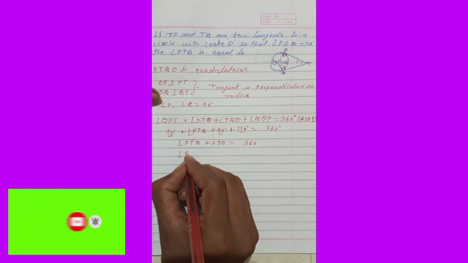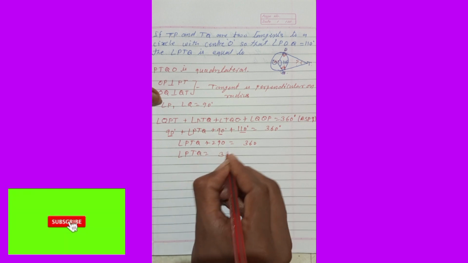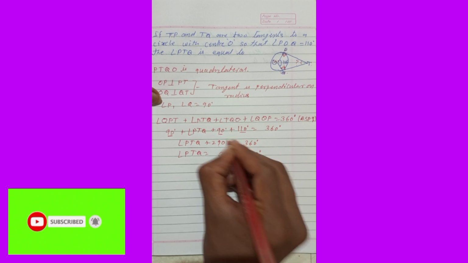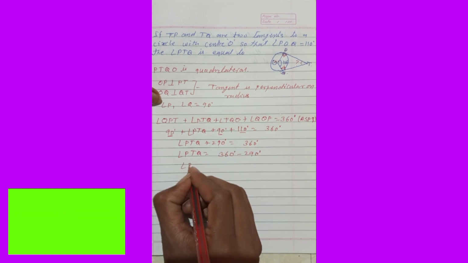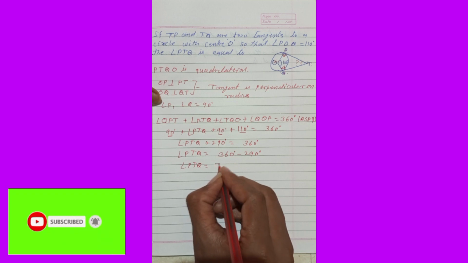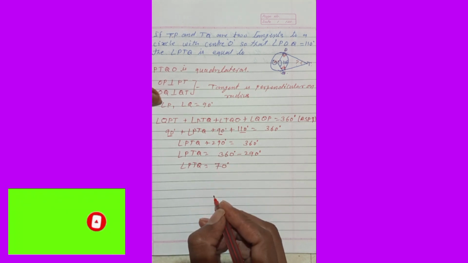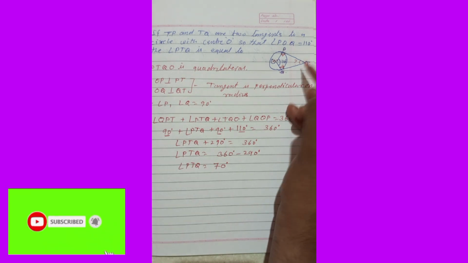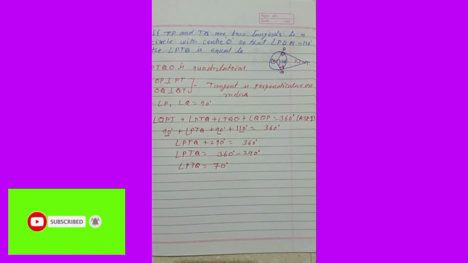Now we can write angle PTQ is equal to 360 minus 290 degrees. So if we subtract, how much do we get for angle PTQ? We get 70 degrees. So this is the answer. The angle is 70 degrees.